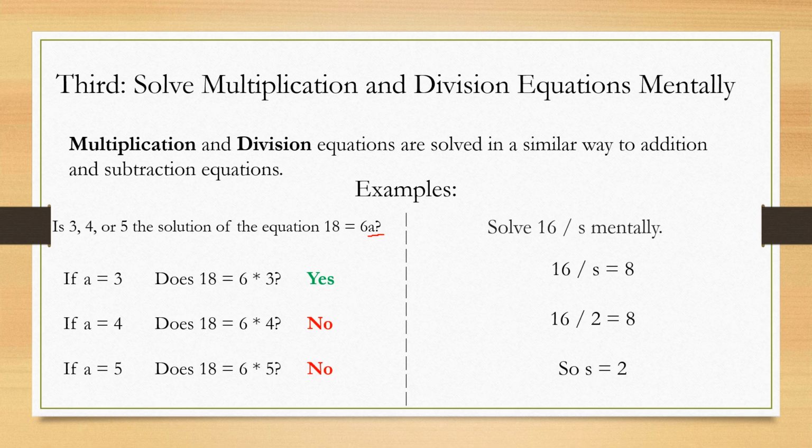Let's go to the second example. 16 divided by s equals 8, mentally. In the beginning, what is the number? 16 divided by s equals 8. I know that it's 2 because 16 divided by 2 equals 8. So the solution here is s equals 2.